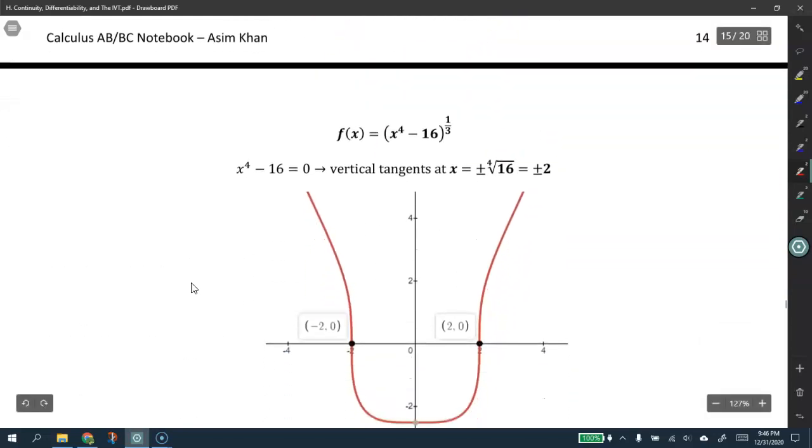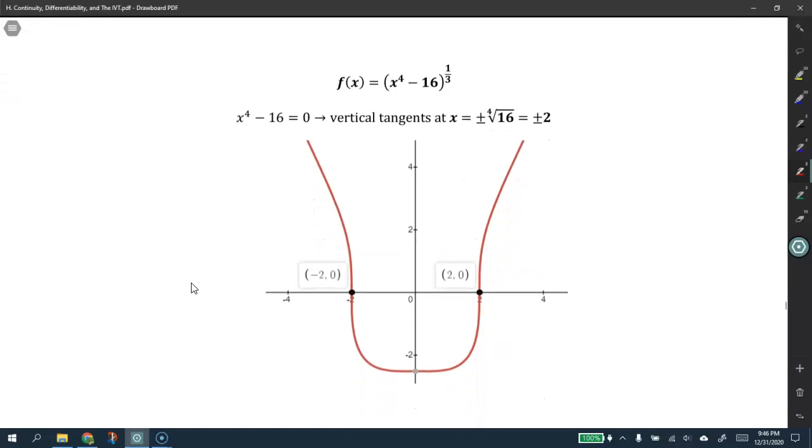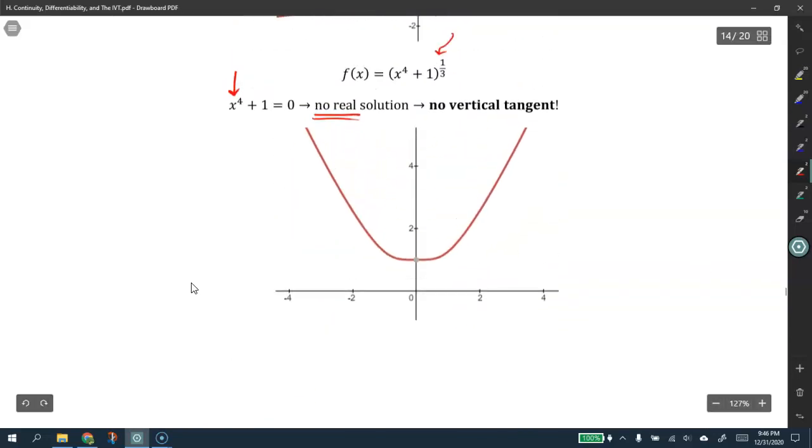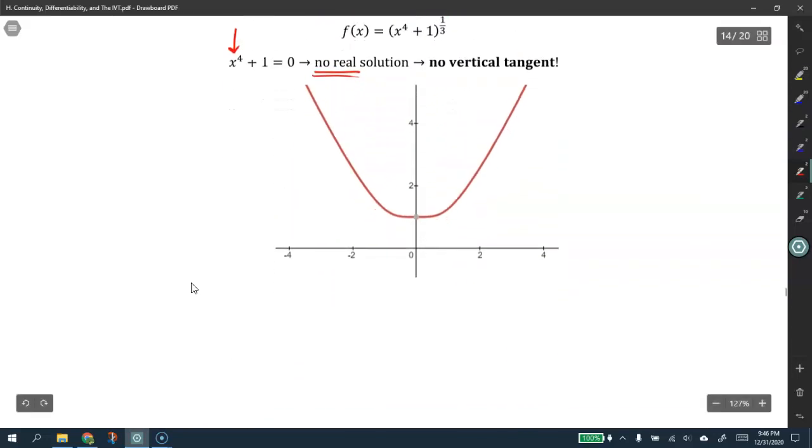All right. I've got several examples, but here is one where you have (x to the power of 4 minus 16) to the power 1/3, and we're just testing it out. This is the easiest way to do it. Just take the inner function, set it equal to 0, and notice how this one actually has solutions, meaning it's guaranteed to have vertical tangents. Whereas if you receive no solution, you know it doesn't have vertical tangents.